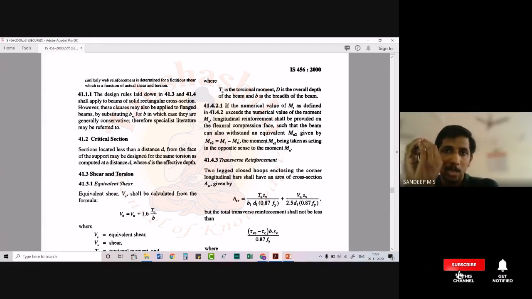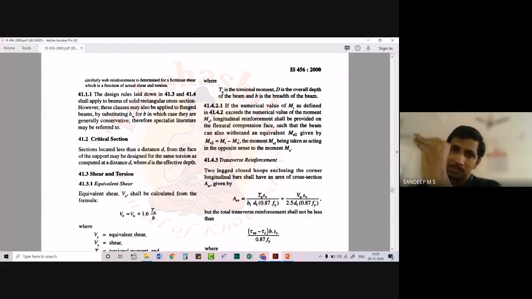Suppose the MU value was 50 kilonewton meter and you obtained MT as 75 kilonewton meter. Then you have to design the longitudinal reinforcement at the tension face by considering MU plus MT, that is 50 plus 75. In addition to that, you have to provide some reinforcement on the compression face also. For that, the moment should be the difference of MT and MU. So in this case, it will be 75 minus 50, that is 25 kilonewton meters. For that 25 kilonewton meters, you have to design reinforcement in the compression face also.